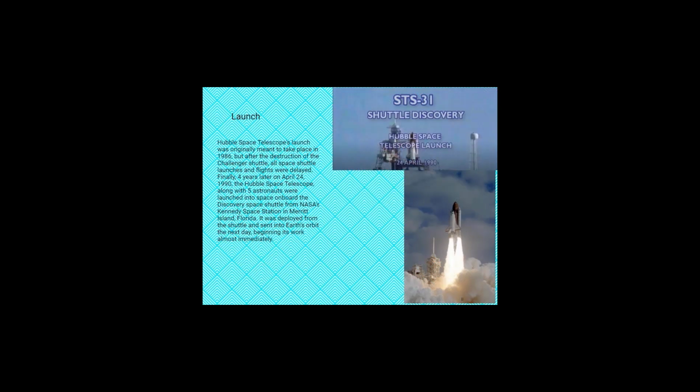The Hubble Space Telescope's launch was originally meant to take place in 1986, but after the destruction of the Challenger shuttle, all space shuttle launches and flights in the U.S. were delayed. Finally, 4 years later, on April 24, 1990, the Hubble Space Telescope, along with 5 astronauts, were launched into space on board the Discovery Space Shuttle from NASA's Kennedy Space Station in Merritt Island, Florida. It was deployed from the shuttle and sent into Earth's orbit the next day, beginning its work almost immediately.